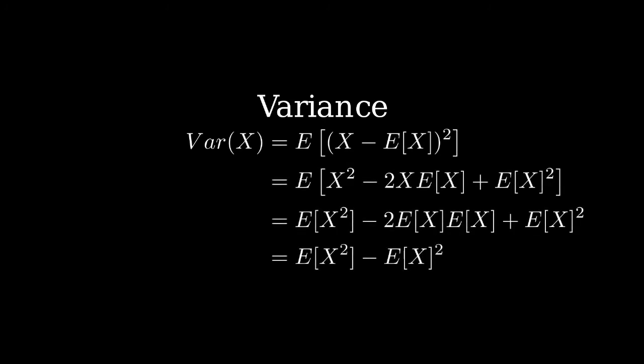Variance is a measure of how spread out outcomes are from their expected value. Formally, it's defined as the expected squared difference to the expected value. Doing some rearranging of this notation and some simplification, we arrive at a useful alternate way of expressing variance.